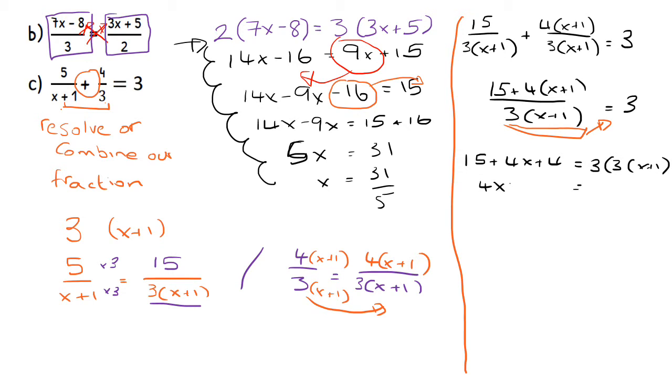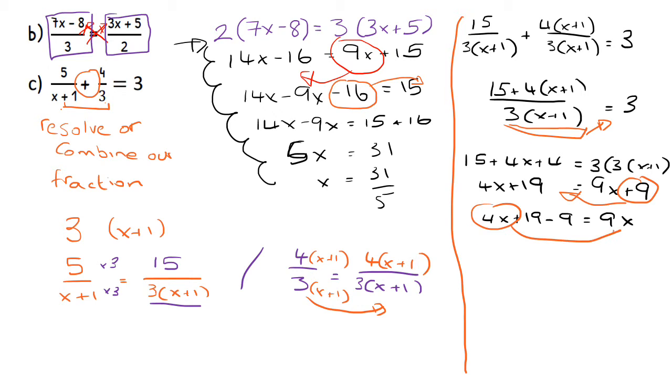I can tidy that up. That'll be 4x plus 19 on the left. 3 times 3 is 9. 9 upon x plus 1 is 9x plus 9. I'm going to bring my plus 9 over to the left. That will give us 4x plus 19 minus 9 equals 9x. And then I can bring my 4x over that side. So that will give me 19 minus 9 equals 9x minus 4x. Tidying that up, that's 10 equals 5x, and therefore x equals 2.